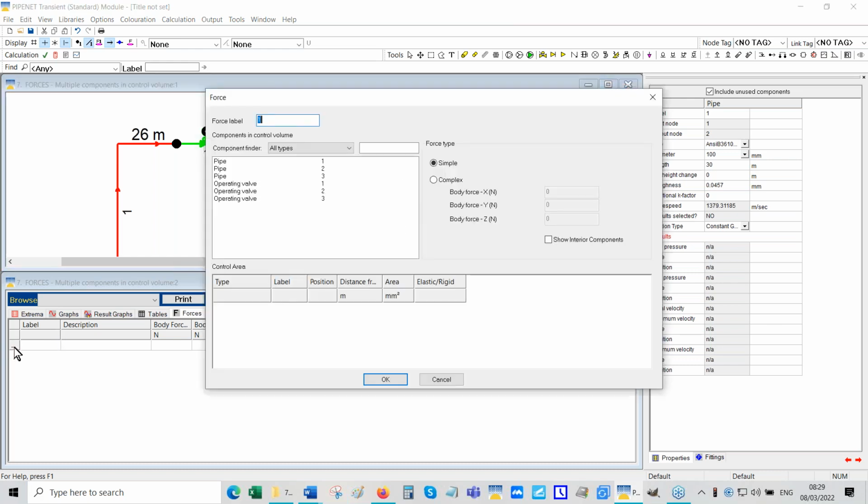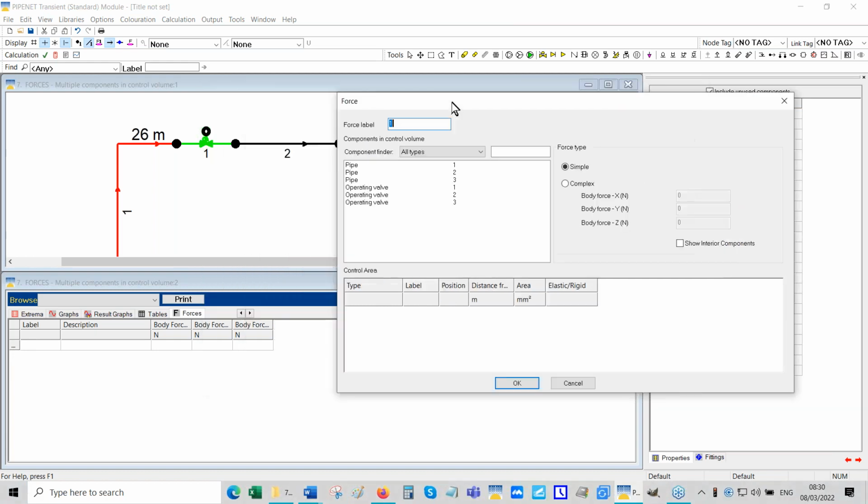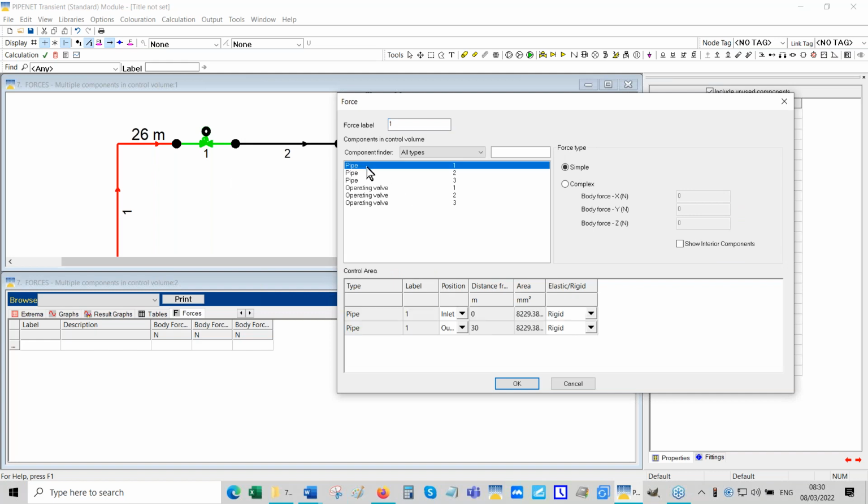So how do I define this? Let's leave it as force 1, it doesn't matter. So this elbow is on pipe 1, set an interior point, which is 4 meters from the input node of that pipe, because the length up to this elbow is 4 meters.